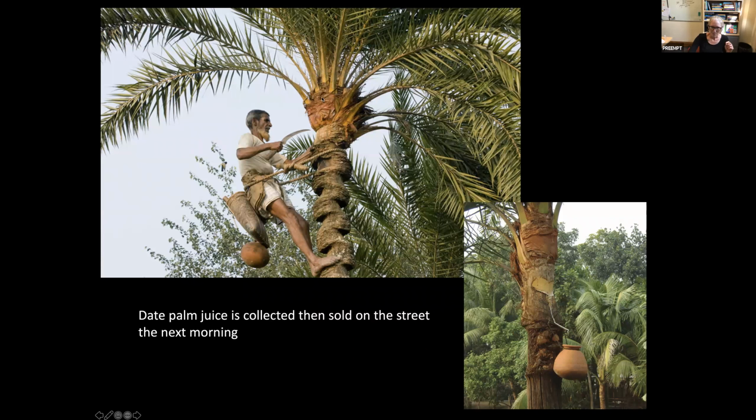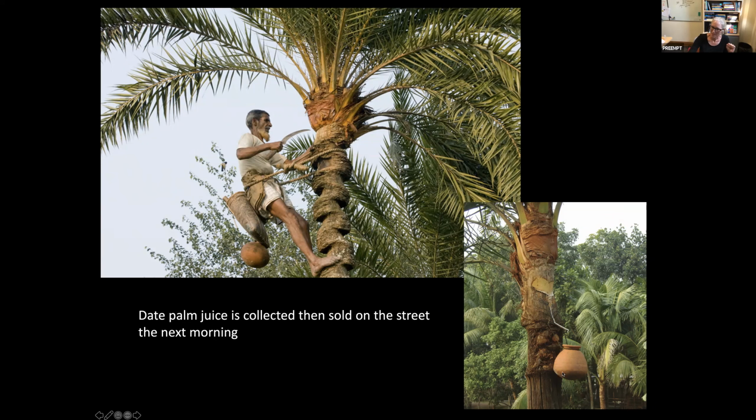So here is a date palm sap collector. He's climbed up the tree. He makes a big gash in the tree, as you can see here. And then the sap drips down, and through this straw drips into the pot. I haven't actually tried it, but I was so tempted to try it when I was in Bangladesh. I thought that's probably not a good idea, but it sounds like it's really delicious.